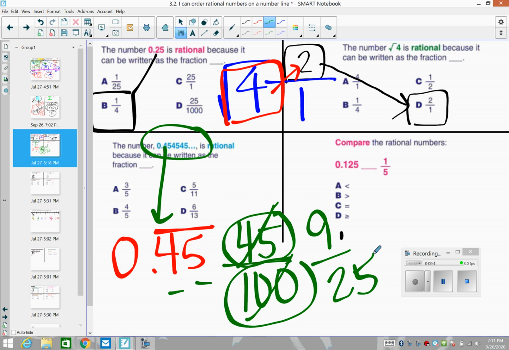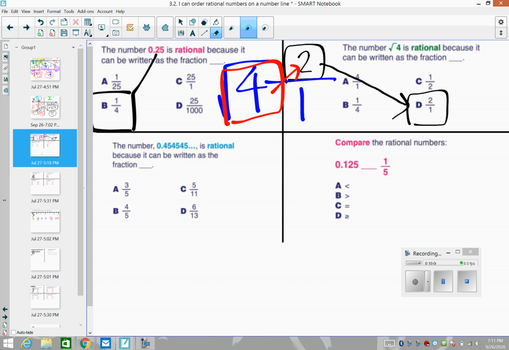So I'm looking for factors that I could take out of 45 that I could also take out of 100. And when I do that, I know that 5 goes into both. So if I divide by 5 here, I get 9. And if I divide by 5 here, I get 25. 9/25. Do any of those look like 9/25? No.